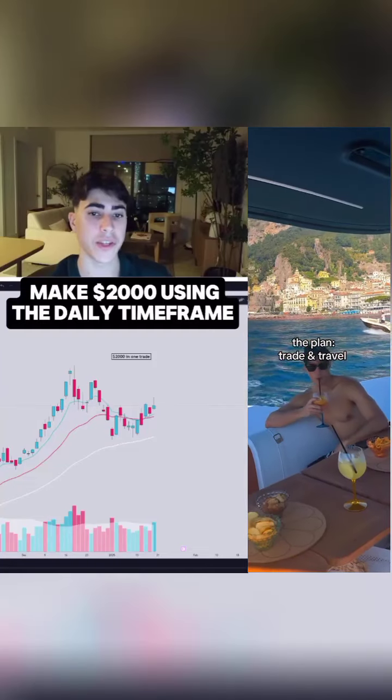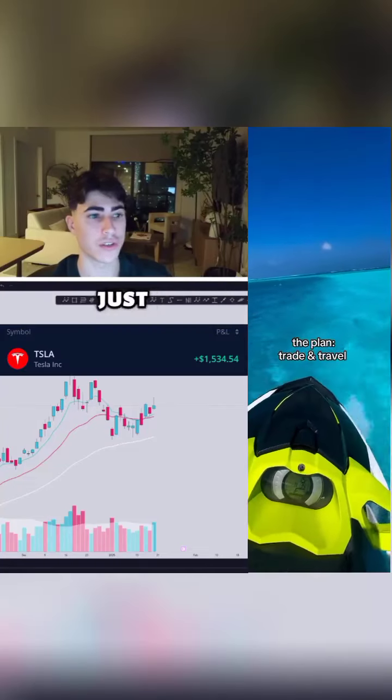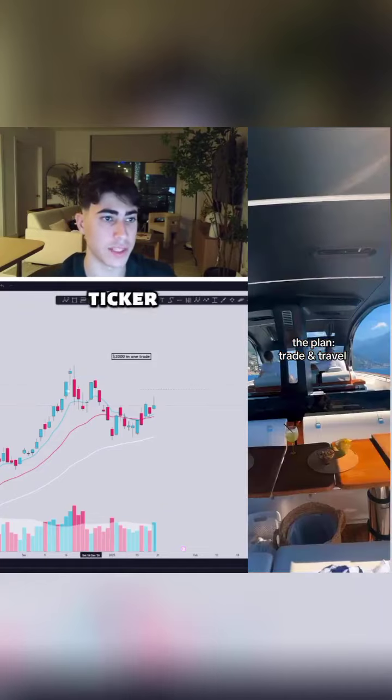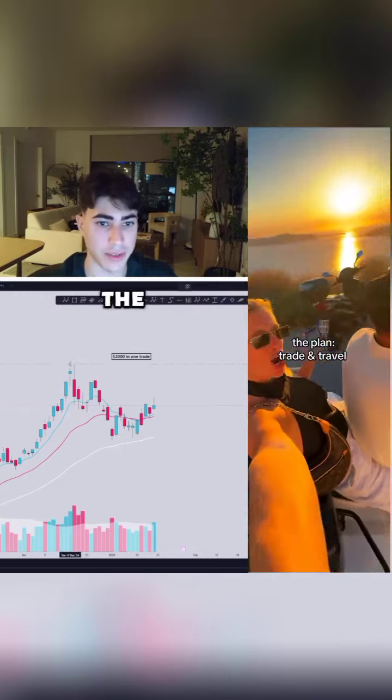I'm going to show you guys how you can make $2,000 in just one trade by using the daily time frame. The setup that I took was on the ticker Tesla. This was setting up on the daily time frame.